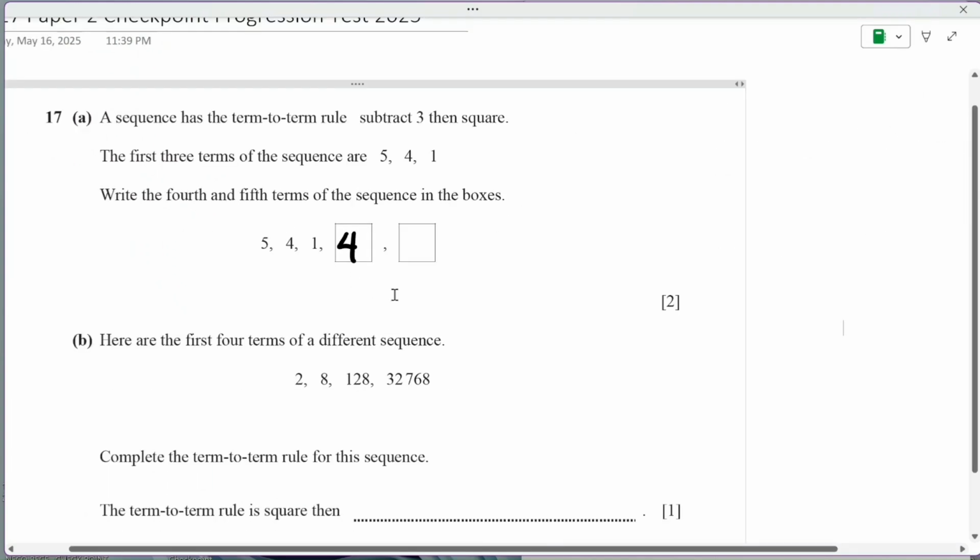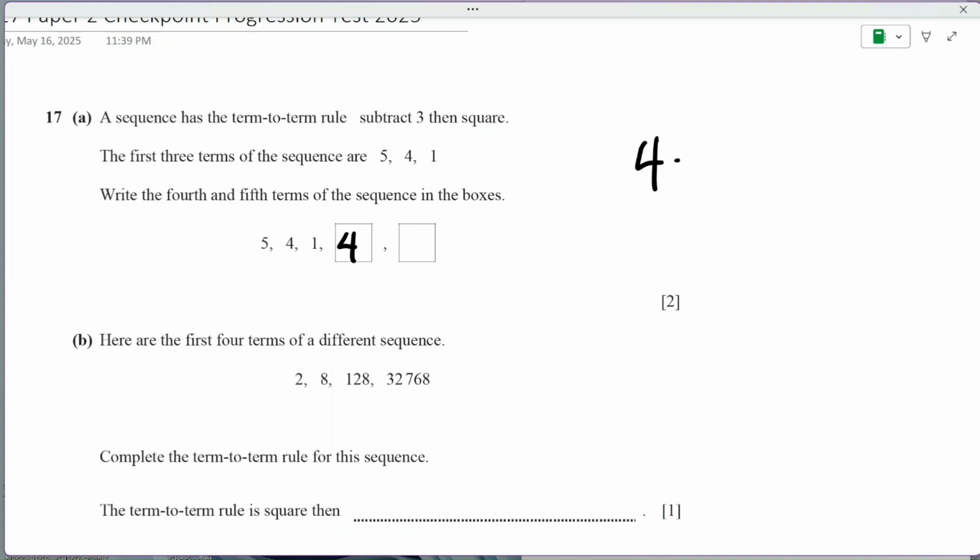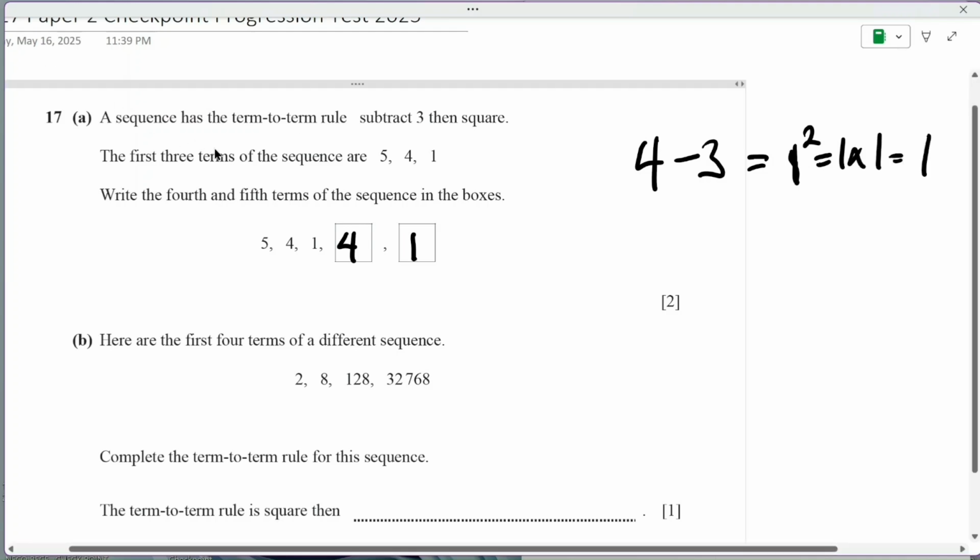Now we know the fourth term is 4. We need to find the fifth term. Using the fourth term, which is 4, subtract 3 from it, then square your result. 4 minus 3 is 1. 1 squared is 1 times 1, which is 1. So the fifth term is 1. For 17a, the answers are 4 and 1.